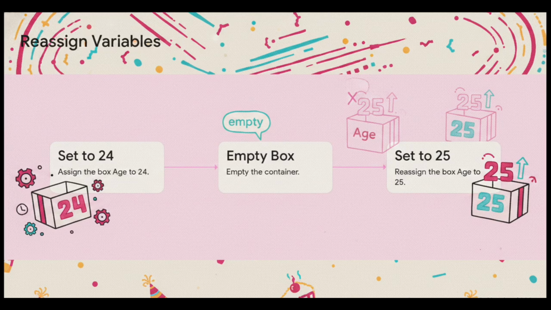Imagine you're writing code to track a user's birthday. In step 1, you create a variable box, label it age, and assign it the integer value of 24. Awesome. Now a whole year passes in the program's life cycle, and boom, the user has a birthday.